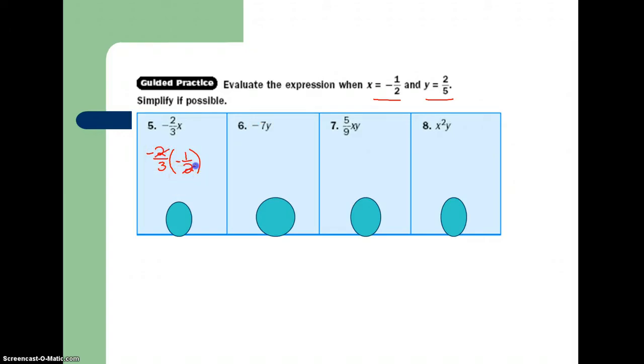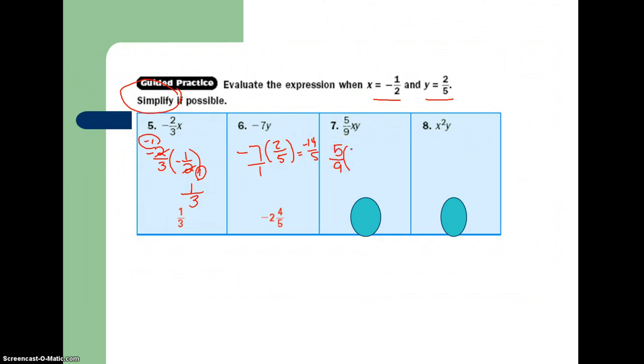Number 5, divide out the 2's, negative 1 and 1. So you have positive 1, because 2 negatives make a positive, over 3. Negative 7 times 2/5. Make the negative 7 into a fraction over 1. Negative 14 over 5 becomes negative 2 4/5 when you turn it into a mixed number. Remember, simplifying is also changing improper fractions into mixed numbers.